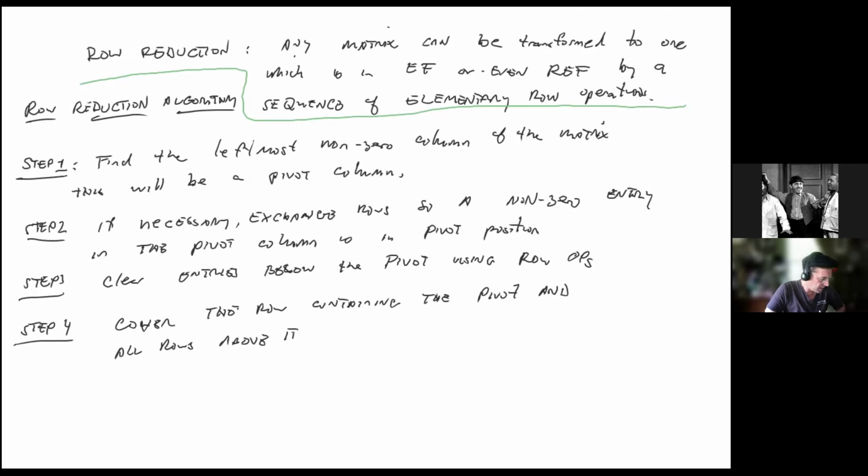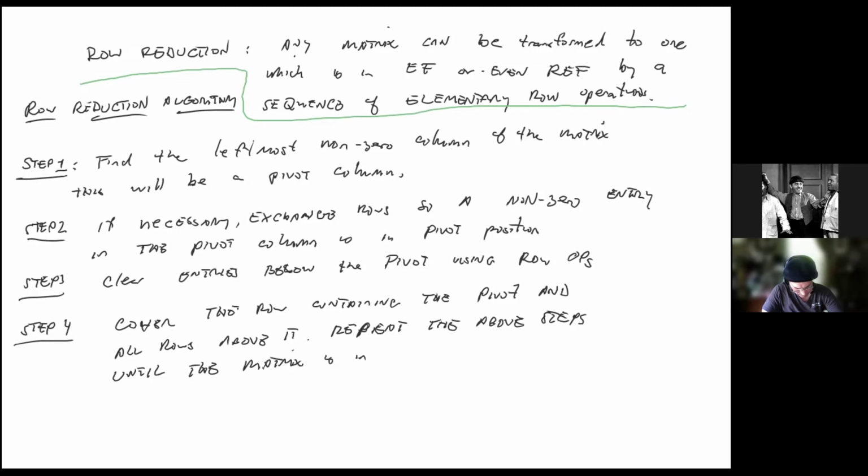And then apply, and then iterate again. So repeat the above steps until you can't go any further. So until the matrix is in echelon form. Okay, so now this gives you a matrix in echelon form. Okay, and we'll do an example in a moment.